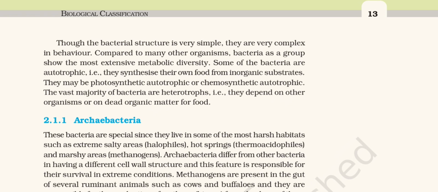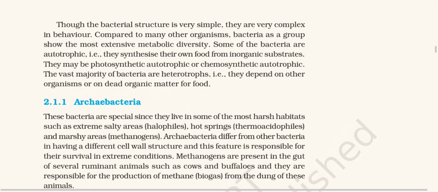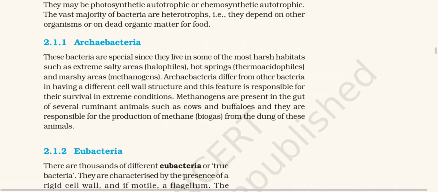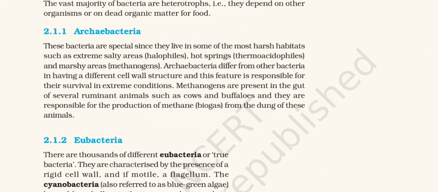2.1.1 Archaebacteria. These bacteria are special since they live in some of the most harsh habitats such as extreme salty areas, halophiles, hot springs, thermoacidophiles, and marshy areas, methanogens. Archaebacteria differ from other bacteria in having a different cell wall structure, and this feature is responsible for their survival in extreme conditions. Methanogens are present in the gut of several ruminant animals such as cows and buffaloes, and they are responsible for the production of methane, biogas, from the dung of these animals.